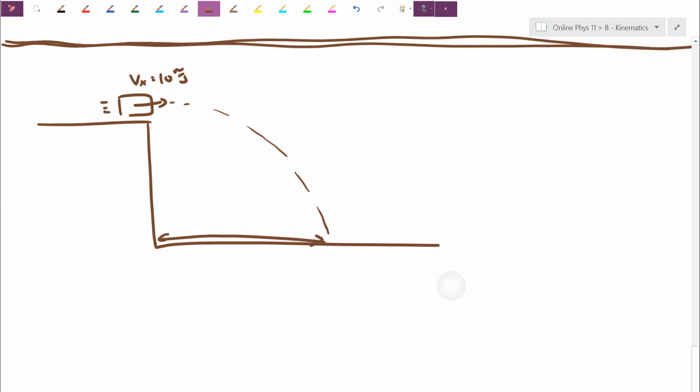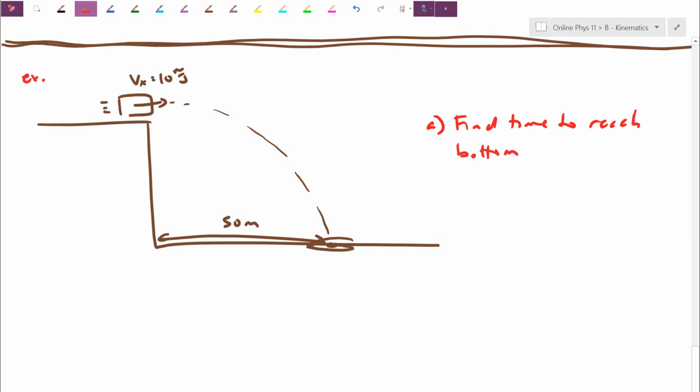I'm going to tell you, well, when I watch this happen, you actually hit a point that's 50 meters away from you. My question in this one here, again, even if they don't ask you this, I would start off with this. Start off, find the time to reach the bottom. So how long are you in the air for? Sometimes you call it the flight time.